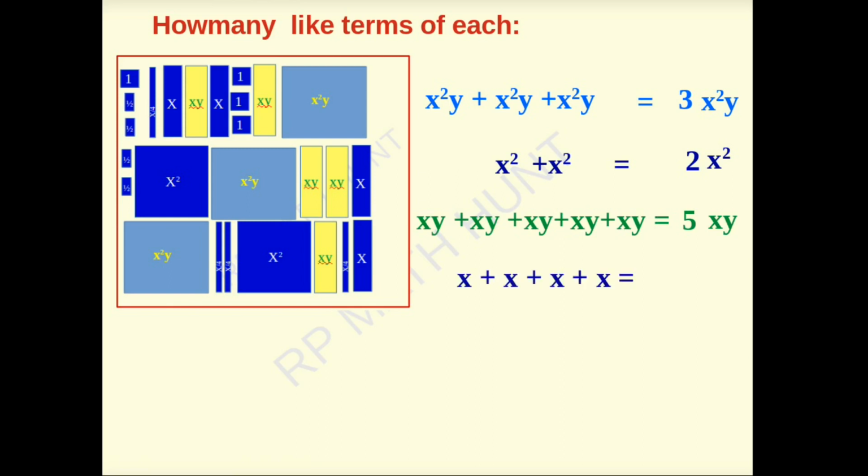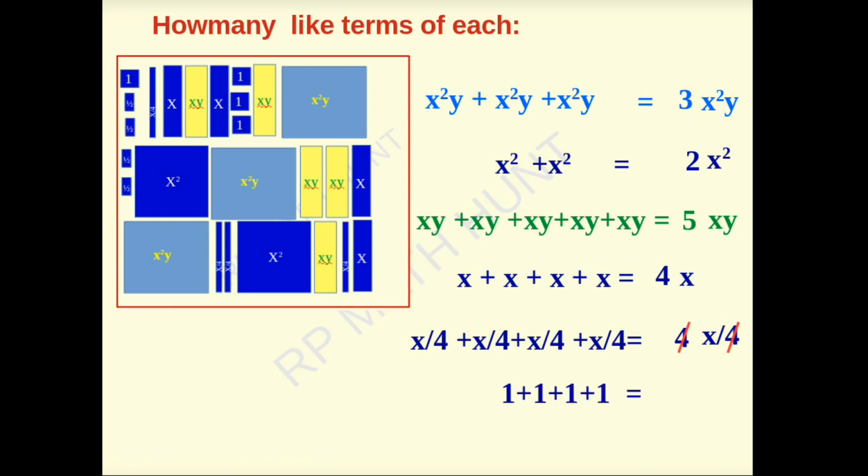x plus x plus x plus x. How many? 4x. x by 4, x by 4, x by 4, x by 4. How many x by 4's are there? 4 x by 4's. Yes, 4 gets cancelled and x will remain. 1 plus 1 plus 1 plus 1 is equal to 4. Yes, my dear children.